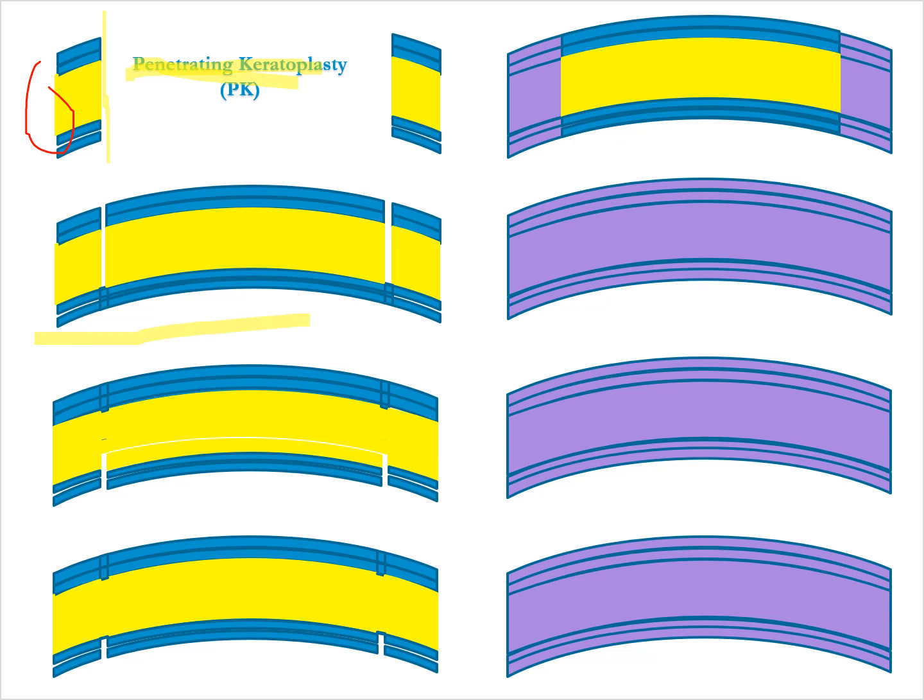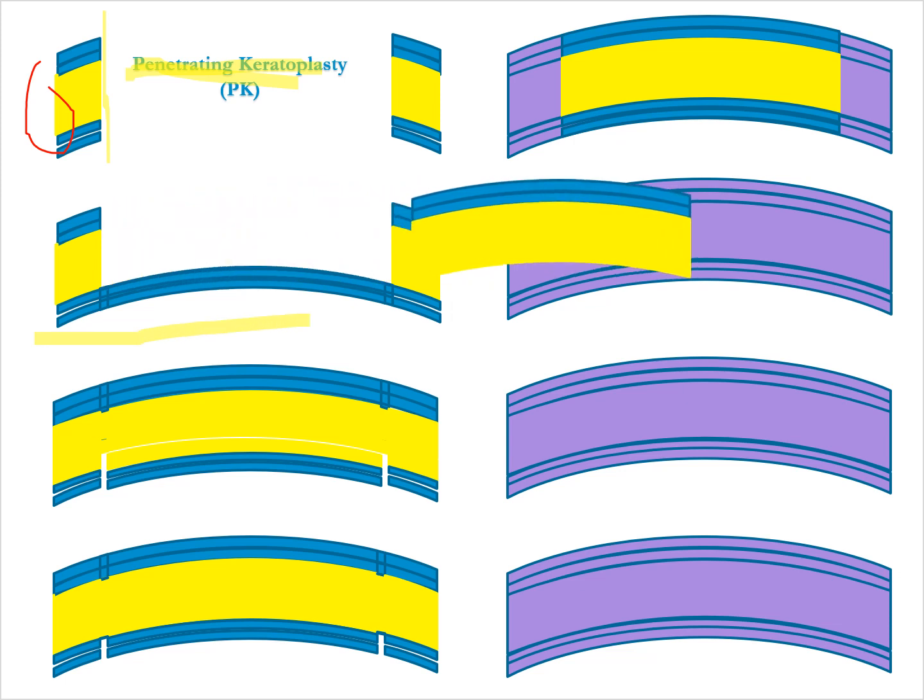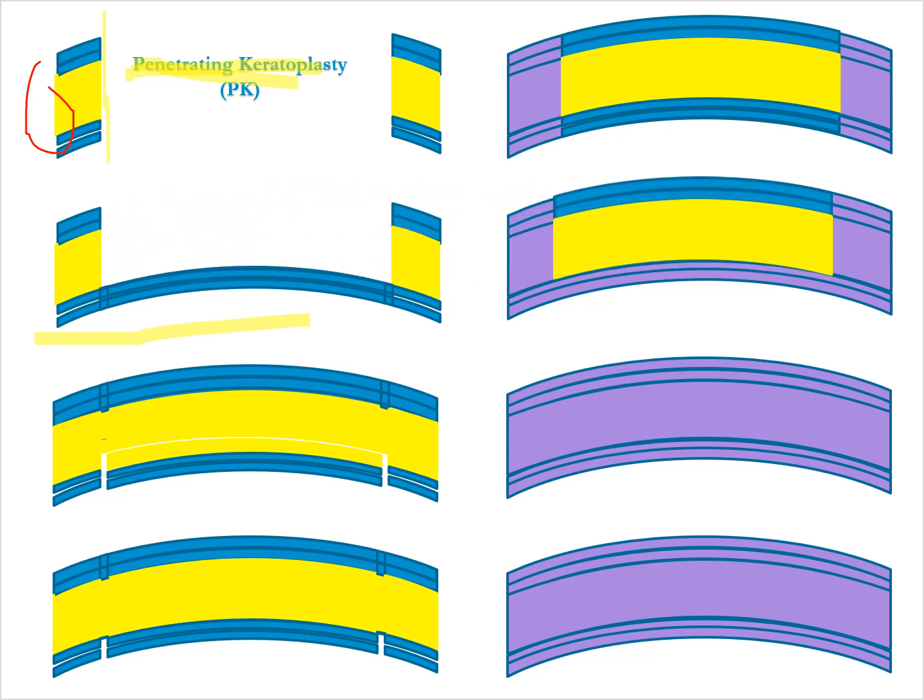In the second one, the top 3 layers, epithelium, Bowman's membrane, and stroma, are replaced, and we call it deep anterior lamellar. So deep because it is deep, and anterior lamellars are taken from one cornea into the other cornea, so we call it DALK, deep anterior lamellar keratoplasty. And in this, the top 3 layers are replaced. Look at the next one here.